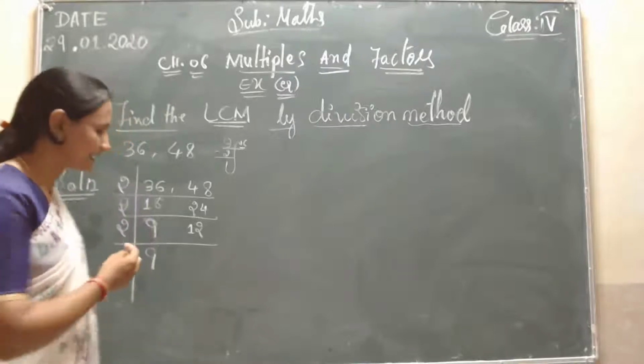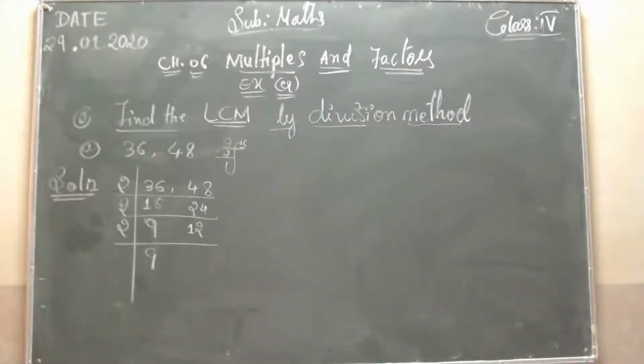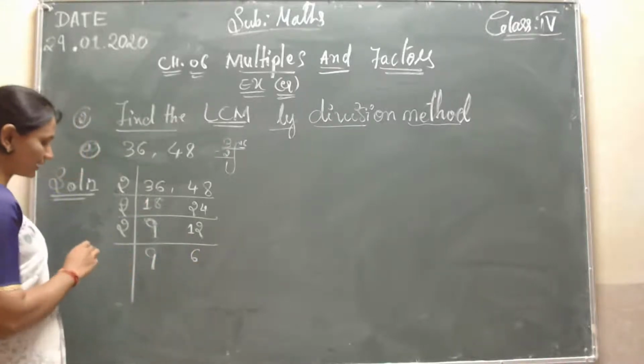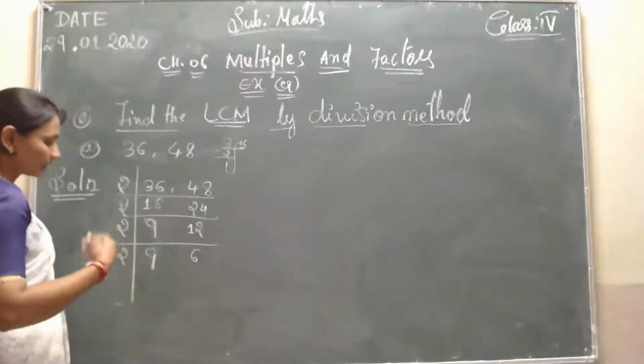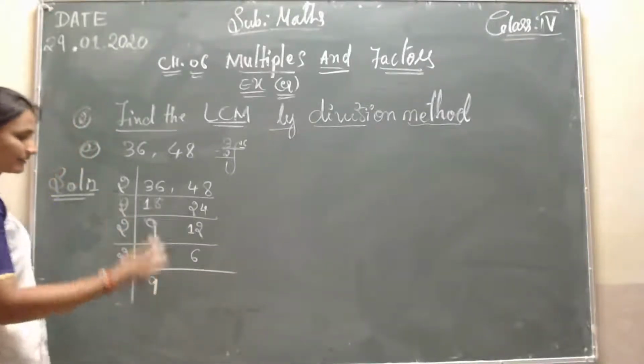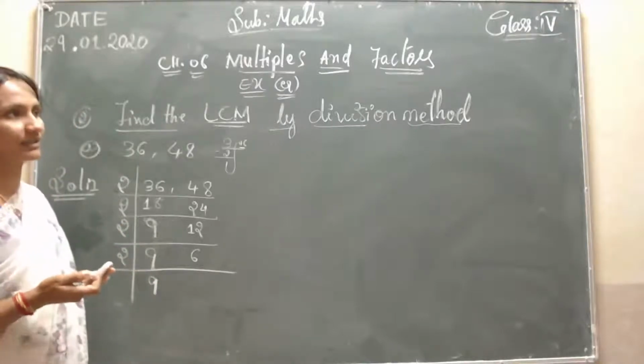So you have to write 2 as it is. Next is 12, and 12 is divisible by 2, so 2 sixes are 12. Next, 9 is not divisible by 2, so you have to write it as it is, 9.